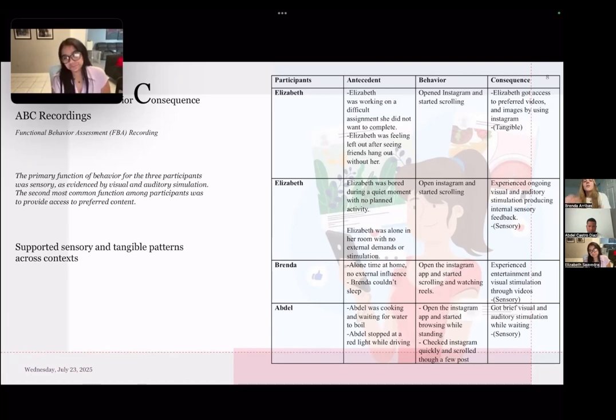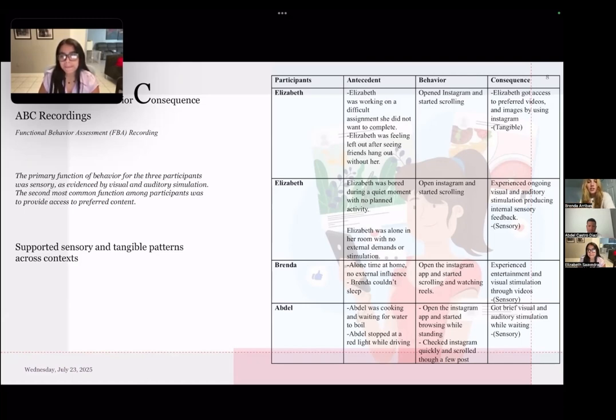For Brenda, she was alone. She had a long time at home with no external influences. This triggered the behavior of opening the Instagram app and starting to scroll and watch reels. The consequence was experiencing entertainment and visual stimulation through the videos, which is considered mainly sensory.